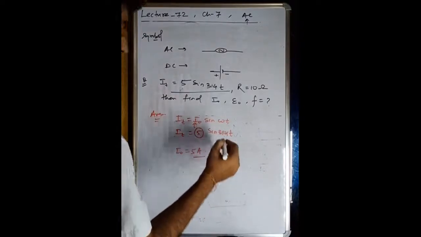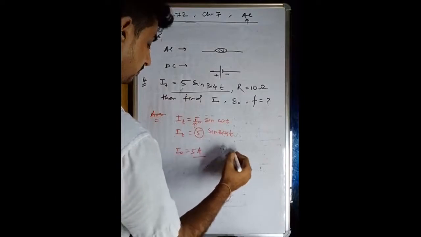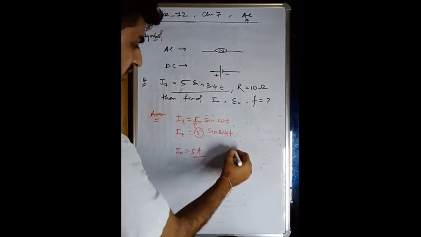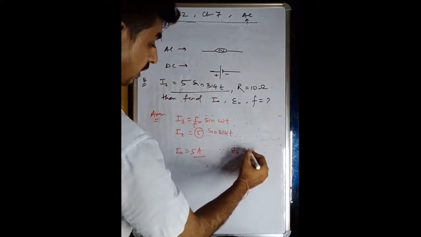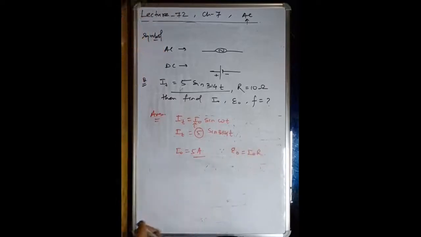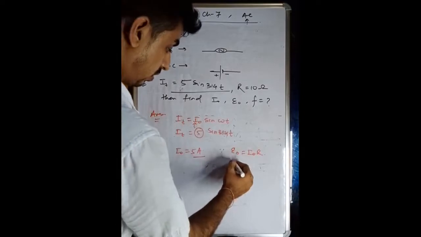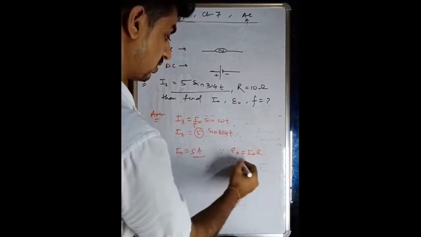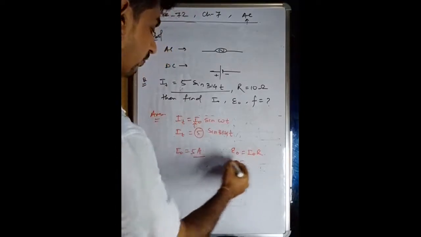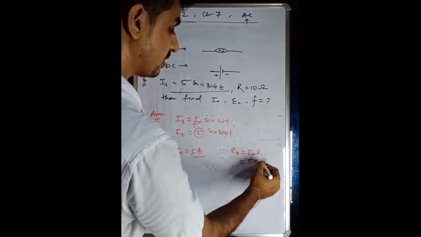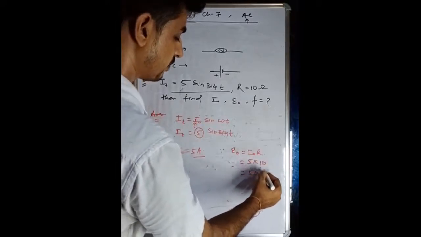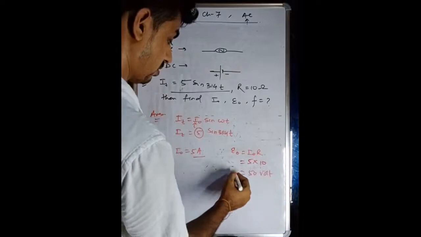And we know that E naught equals I naught times R, using Ohm's law. So we can write E naught equals I naught times R. We got 5 ampere and the resistance was 10, so it is 50 volt.